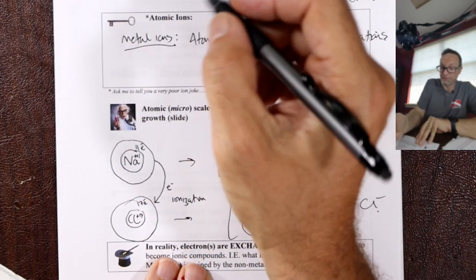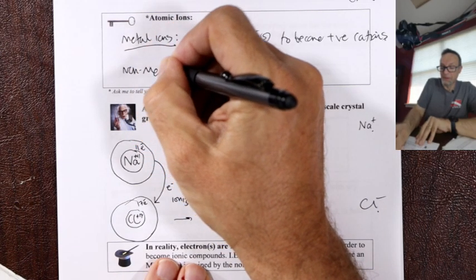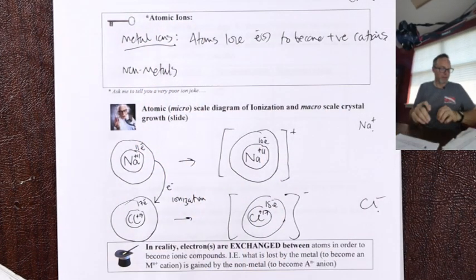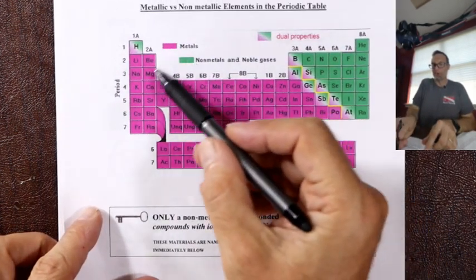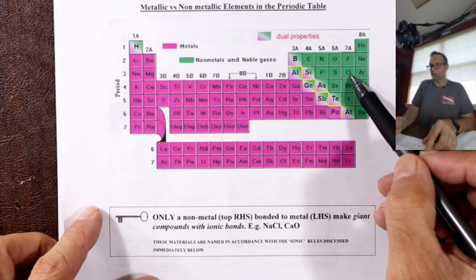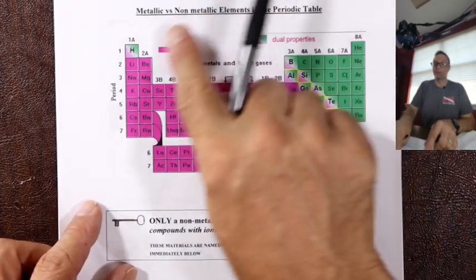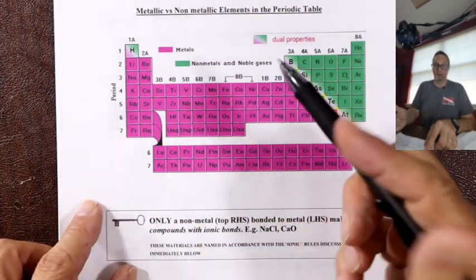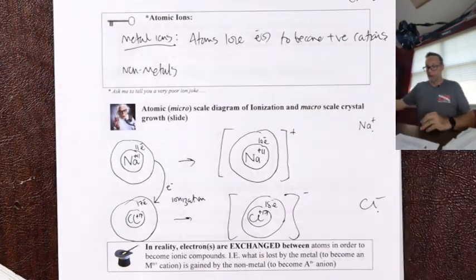Non-metals, the green ones from our previous slide, so anything in the purple area: sodium makes a plus, chlorine makes chloride, a minus. Metals go plus, non-metals go minus. This is the table of the atoms. It's what they do that's important. So these make plus ions, these make minus ions.